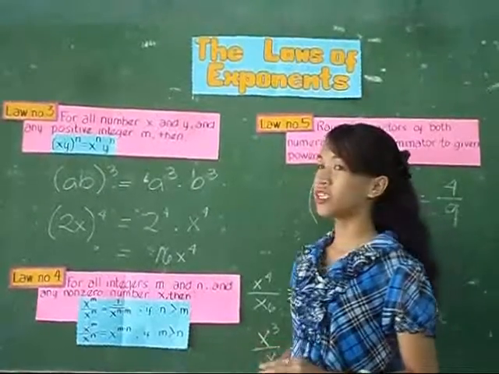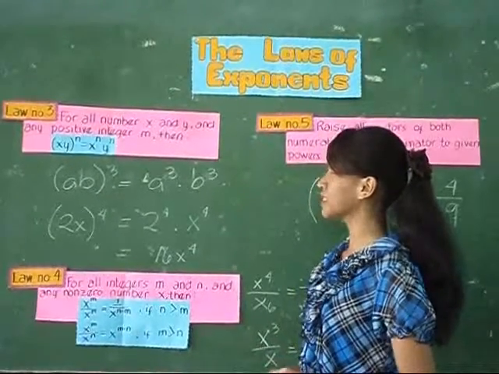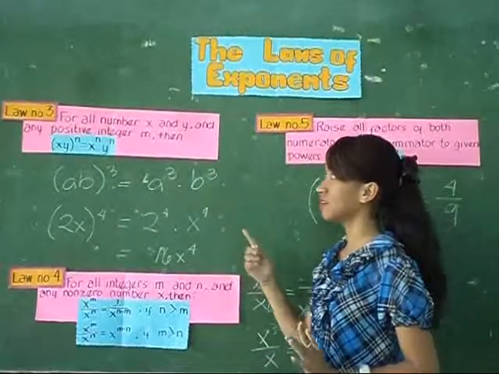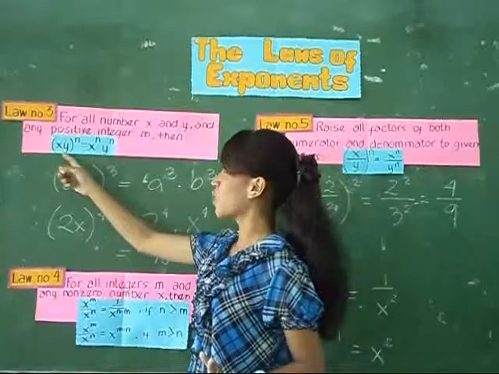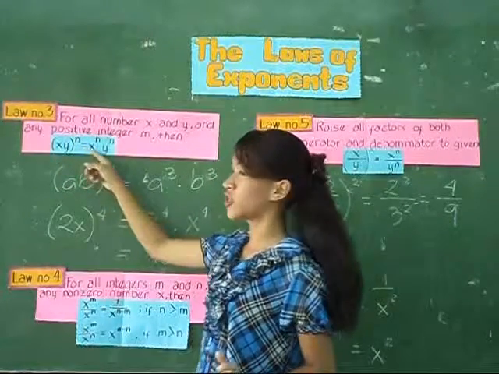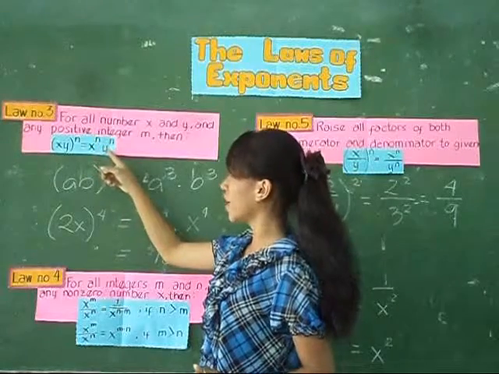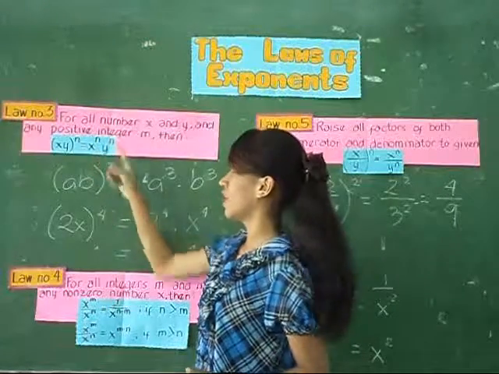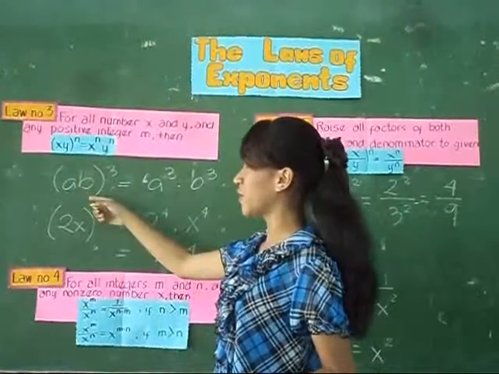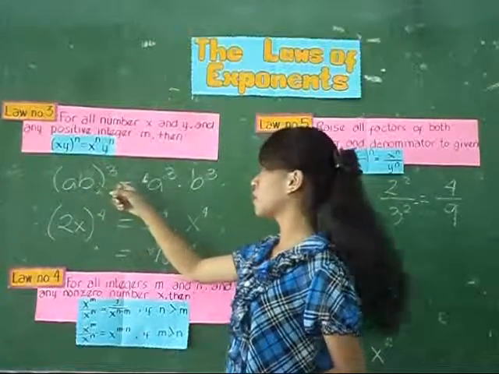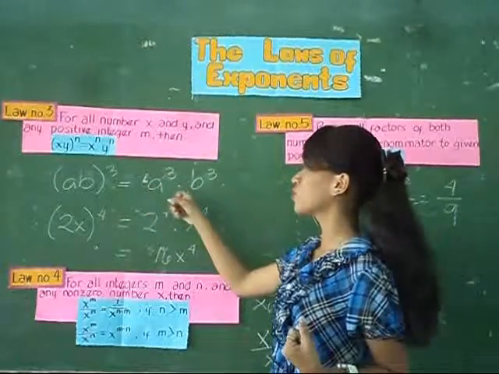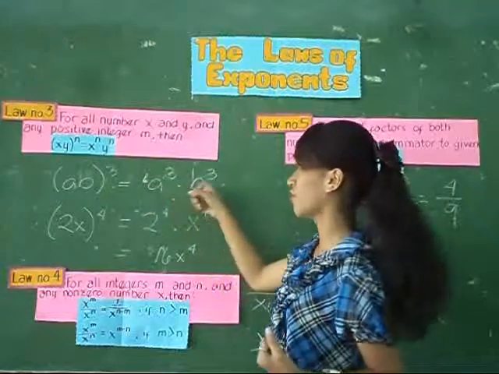We have the third law, which is for all numbers x and y and any positive integer n, the quantity xy to the power of n is equal to x to the power of n times y to the power of n. Now, for example, the quantity ab to the power of 3 is equal to a to the power of 3 multiplied by b to the power of 3.